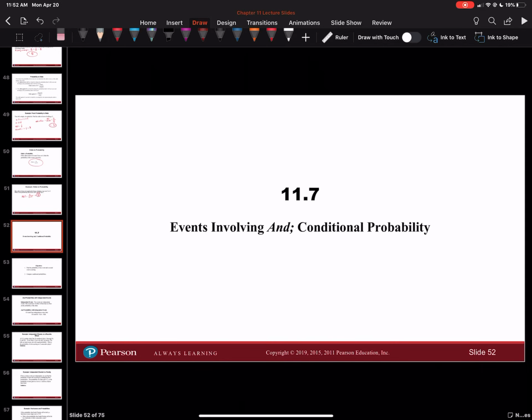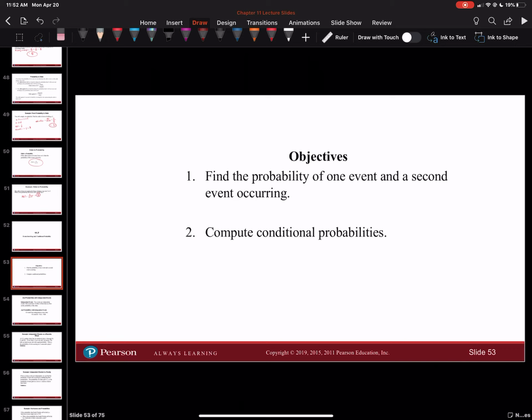Hello class, today we'll be talking about 11.7, involving "and" conditional probabilities. Some objectives we're going to be looking at: we're going to find the probability of one event and a second event occurring, and we're going to compute conditional probabilities.